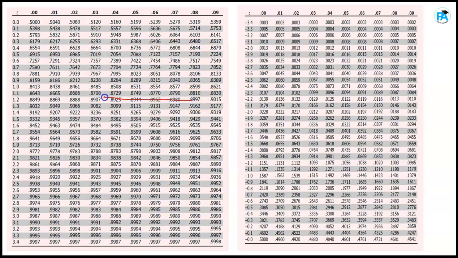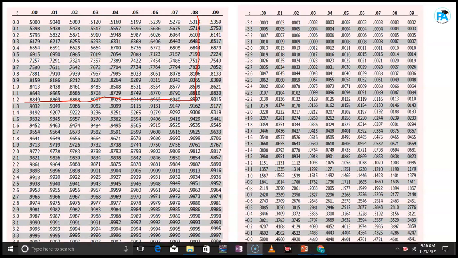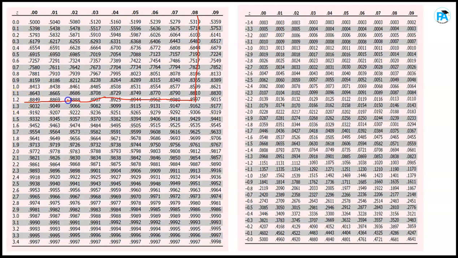So the z-score for this one is 1.28, isn't it? 1.28. And the z-score for this one, are you with me? The z-score for this is 1.29. Are you following? 1.29. So what you do is that you add the two of them together. 1.28 plus 1.29 divided by 2. Okay. It gives you 1.285. Is that it?